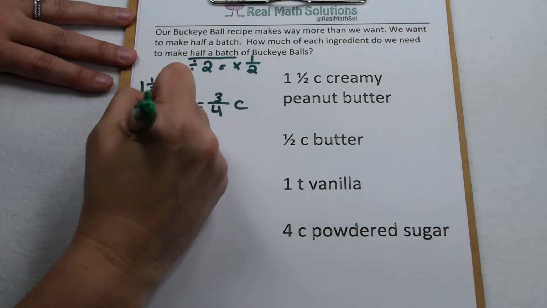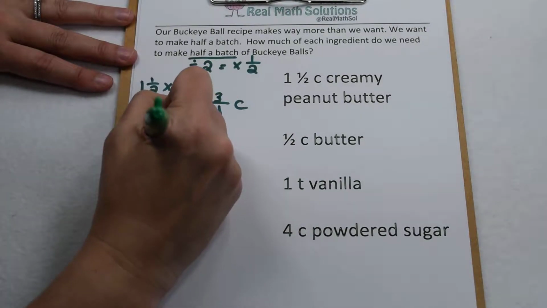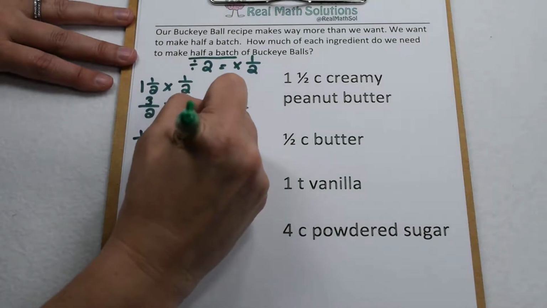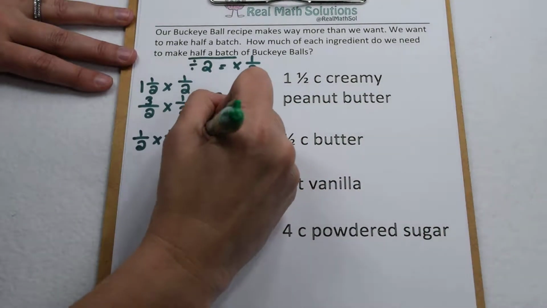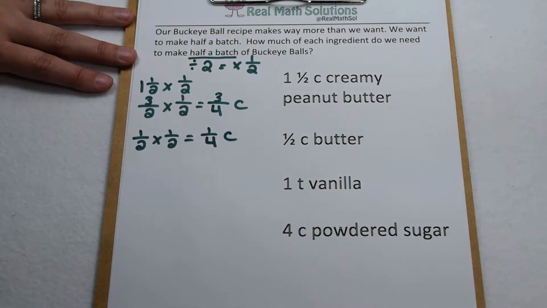In our original recipe, I need a ½ cup of butter. So in half our recipe, I need to multiply that by 1/2. 1/2 times 1/2 means I'm going to need 1/4 of a cup of butter.